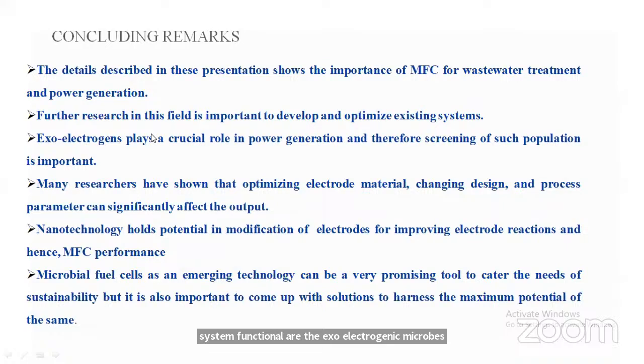biocatalysts. And to name a few, because I have not included the names of exoelectrogens, I would like to mention here in the concluding remarks that the very widely and commonly studied exoelectrogenic microbes include Shewanella, certain species of Pseudomonas and Geobacter. Extensive work has been done on these groups of bacteria, and they play a very important role in power generation, and hence the study of these exoelectrogens is also important. Then for optimizing electrode material, changing and designing the process parameters is also important to get efficient output.